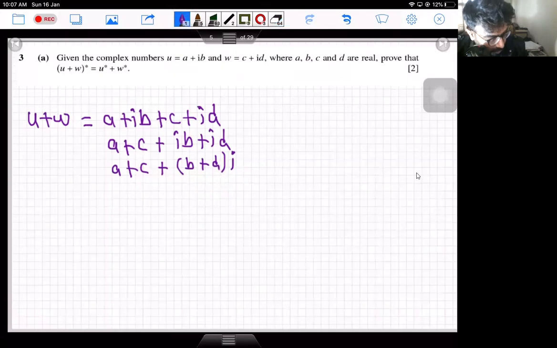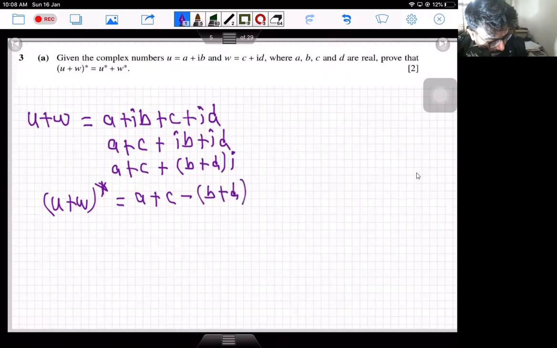So the conjugate of u plus w would be, just simply convert this positive sign into negative. So a plus c minus b plus d times i. This is the conjugate of u plus w. Now we are going to find u conjugate.